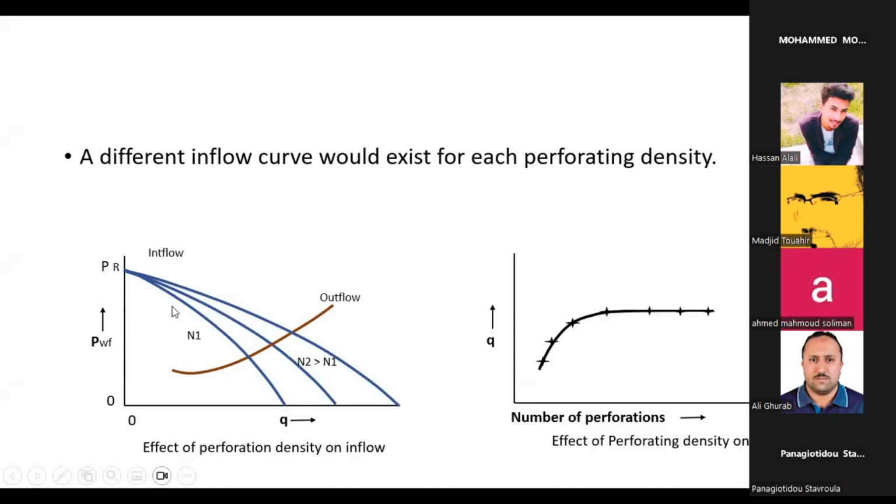This graph shows the effect of perforation density on inflow. When we increase the number of perforations, that will give better performance until we reach the optimum point. Any increase in the number of perforations after this point will not give any effect.